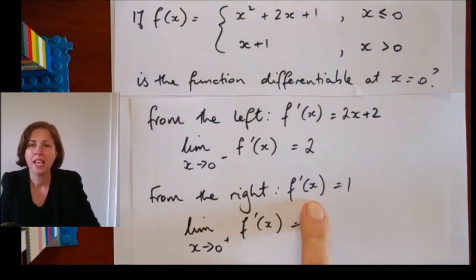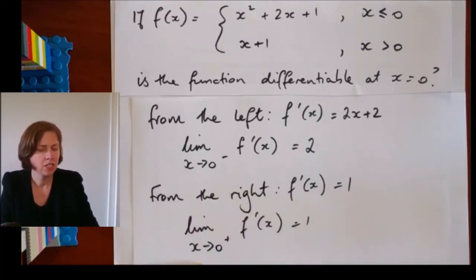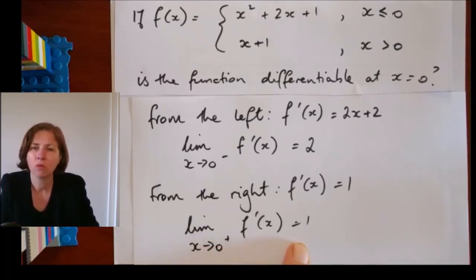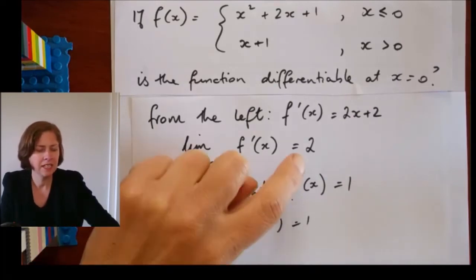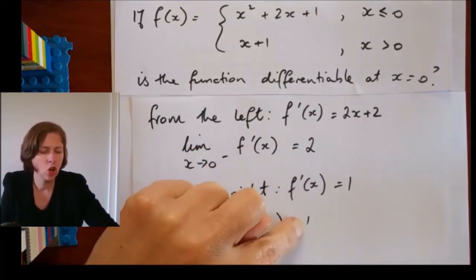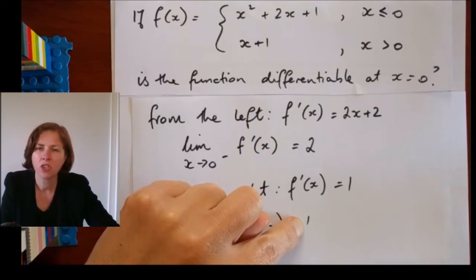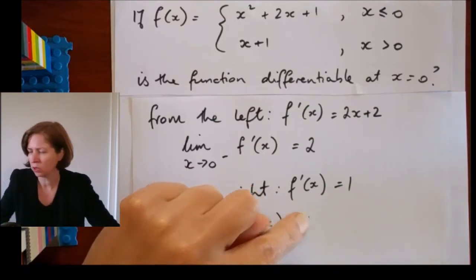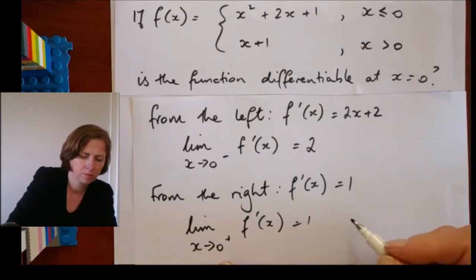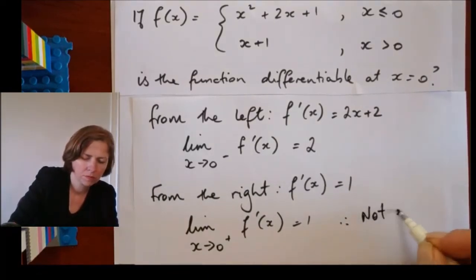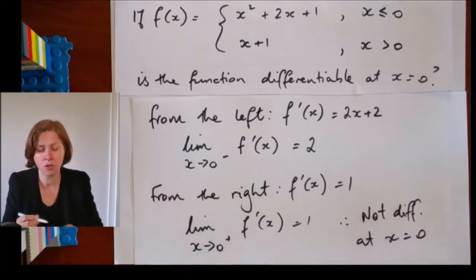From the right, f dash of x equals 1 everywhere. It's going to be a straight line, so it's got a constant gradient. So the limit as x approaches 0 from the right of f dash of x equals 1. So what I can see here is the limit from the left does not equal the limit from the right. So the function is not differentiable at x equals, sorry, at x equals 0.